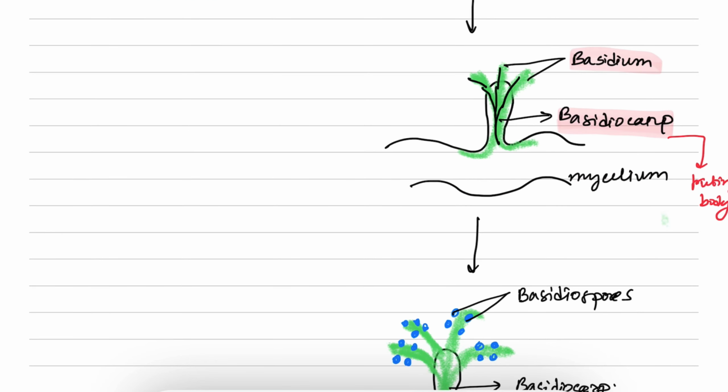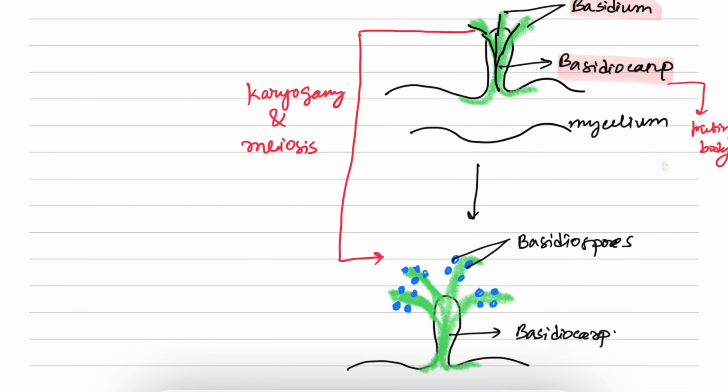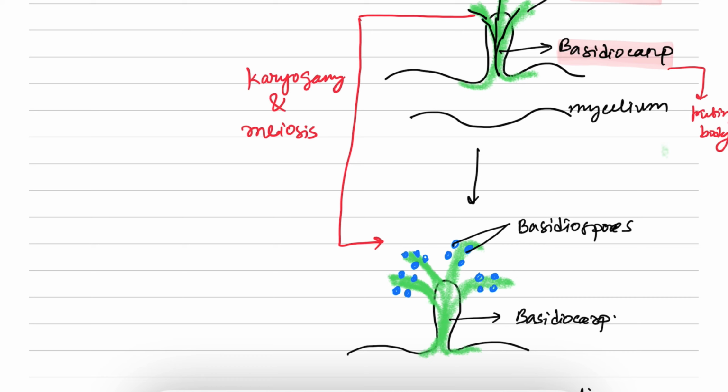Now within this basidium, karyogamy occurs, and meiosis occurs, which gives rise to 4 basidiospores. See, these are the basidiospores, and within each single basidium there are 1 2 3 4 basidiospores. They are joined to form the basidiocarp. Within each basidium, 4 basidiospores are produced exogenously. You can see these are present outside the basidiocarp, outside the fruiting body. So these basidiospores are exogenous.